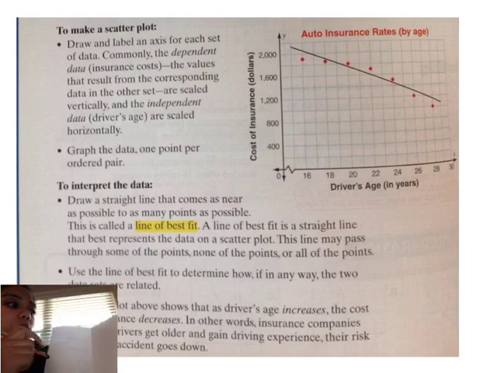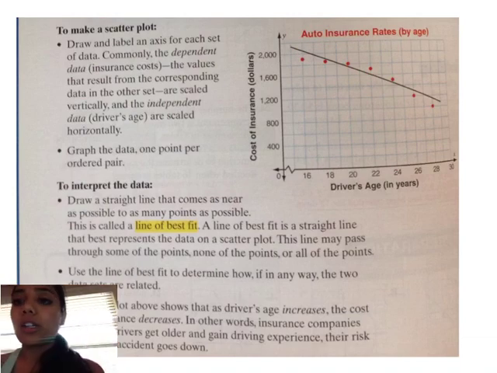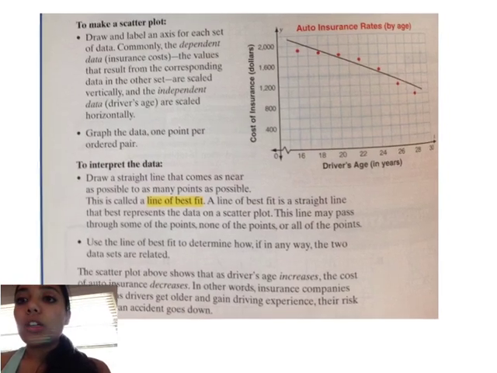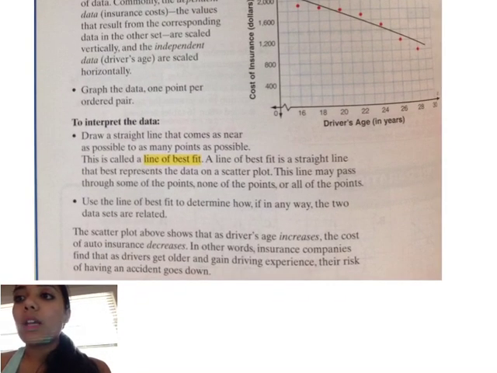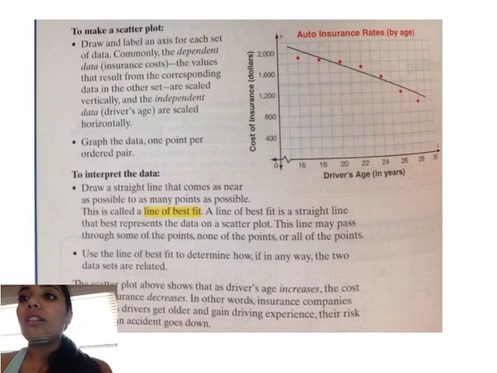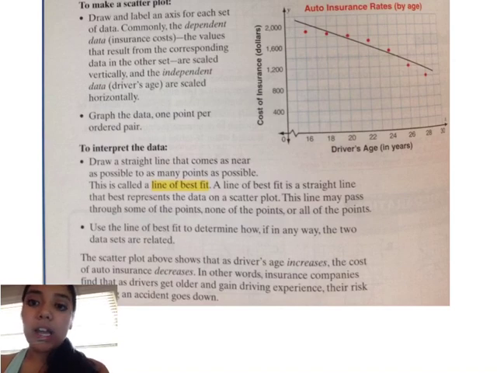And follow directions, and then have the vocabulary written on here, the vocabulary definition. So what is line of best fit used for? Use the line of best fit to determine how, if any way, the two data sets are related. So if they are related, then that means you can draw a line of best fit. If they're not related in any way, that means that you can't draw a line of best fit.